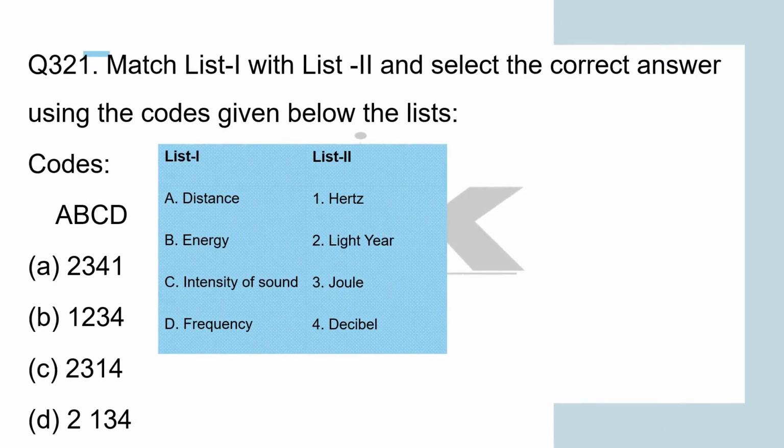So we're given units, right? Distance is light year, that is 2, and energy is joules, that is 3. Intensity of sound is decibel, 4. Frequency is hertz, 1. So the sequence is 2, 3, 4, 1. It is that option.